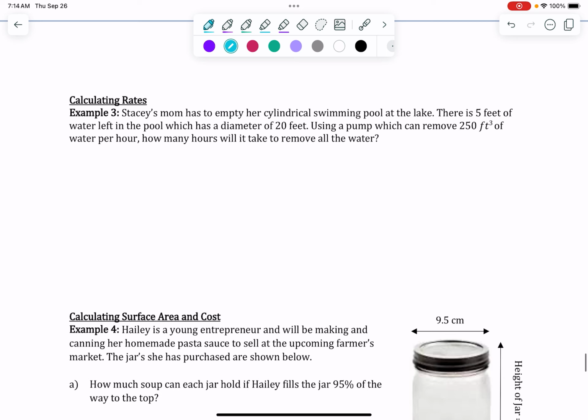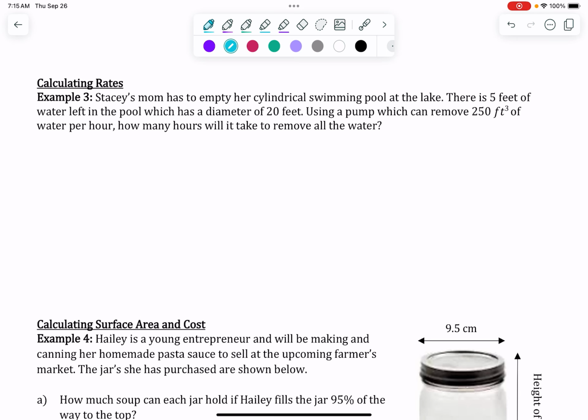Next one here. We are going to be talking about rates, and we are going to be talking about a pool. Because Stacy's mom has to empty her cylindrical swimming pool at the lake. There is 5 feet of water left in the pool, which has a diameter of 20 feet. Using a pump that could remove 250 cubic feet of water per hour, how many hours will it take to remove all of the water?